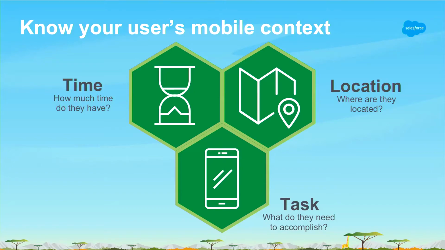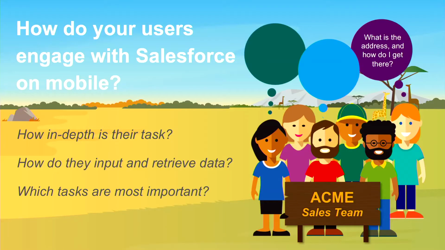So how do we take this context and apply it? So the first thing, asking your sales users how they engage with Salesforce on mobile. So the question is really, well, who is using mobile most frequently? And how is it a part of their workflow? So in this example, I'm going to be using a field sales service rep. So questions that you can ask are around how in-depth is their task and how are they inputting and retrieving data and what's most important.